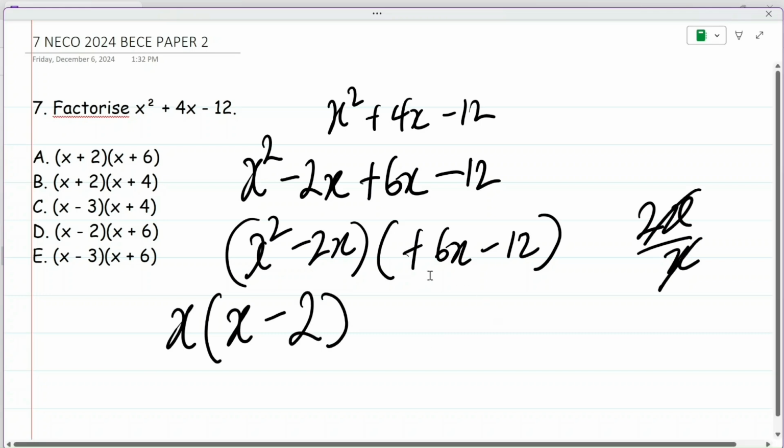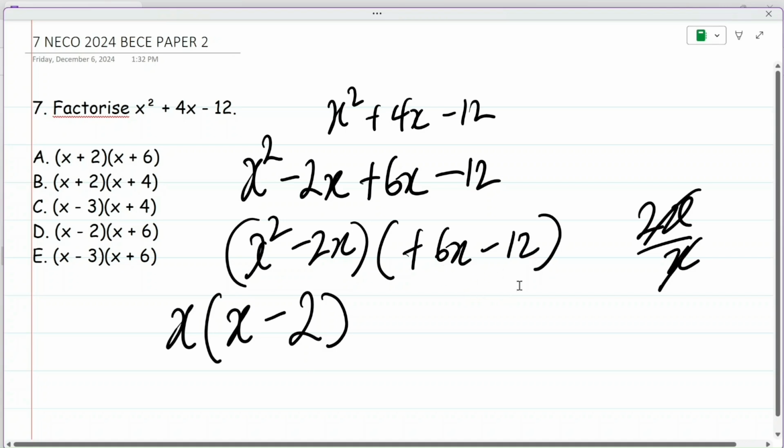In the second bracket, what do we have in common? You have 6 here and you can also get 6 in 12. 12 is 6 times 2, so you bring out 6. You can get 3 in both of them, you can get 2 out of both of them, but you have to get the highest common factor in both of them, which is 6. 6 is the highest common factor in both of them.